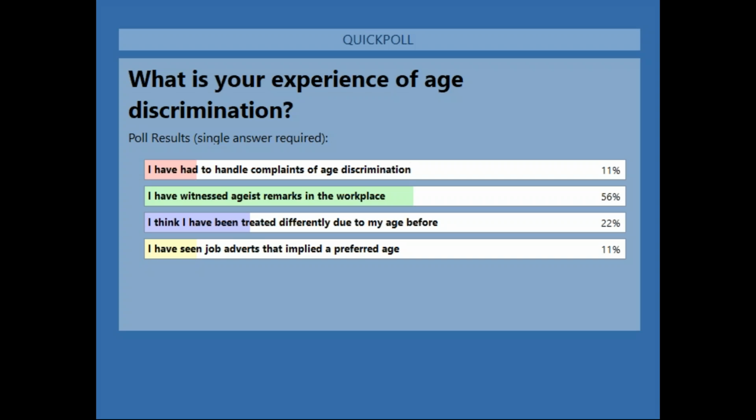22% have been treated differently themselves, they think. So we've got nearly a quarter of people, which is quite a lot. It's higher than it should be, definitely. And just 1 or 2 people have seen job adverts that implied a preferred age, so not quite so many people see anything like that.